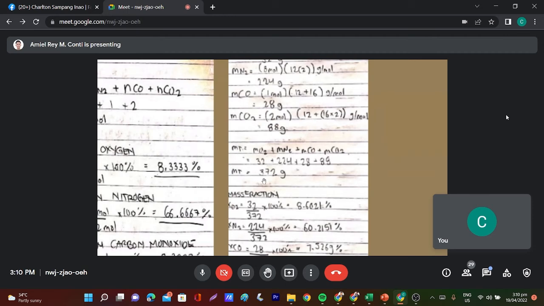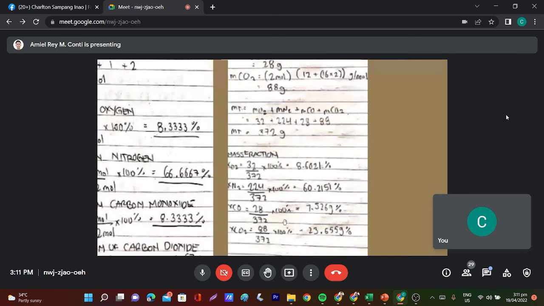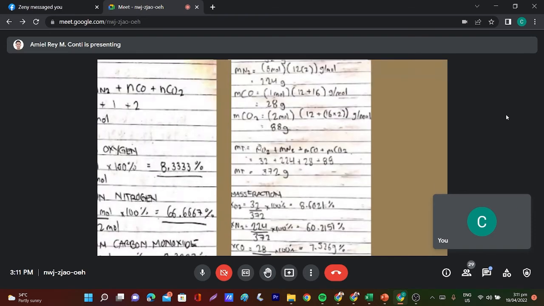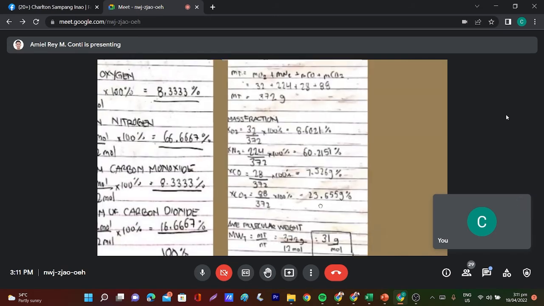Carbon monoxide, we get 28 grams. Then divide by 372 grams, then multiply by 100%, we get 7.5269%. Carbon dioxide, 88 grams, divided by 372 grams, the total, times 100%, to get 23.6559%. Then if we add all of these, we get 100%.